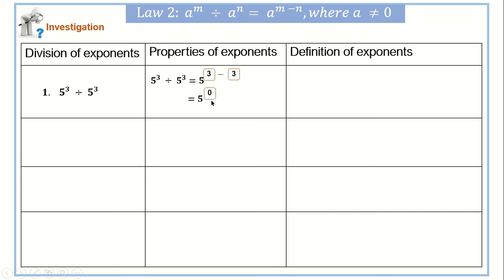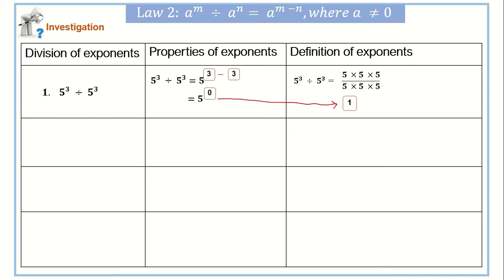But then, what does this mean? Let us look at the definition of exponents. If I have 5 to the power of 3 divided by 5 to the power of 3, it means that I have 5 times 5 times 5 divided by 5 times 5 times 5, and this is equal to 1. So this implies that when I have 5 to the power of 0, then I have 1.